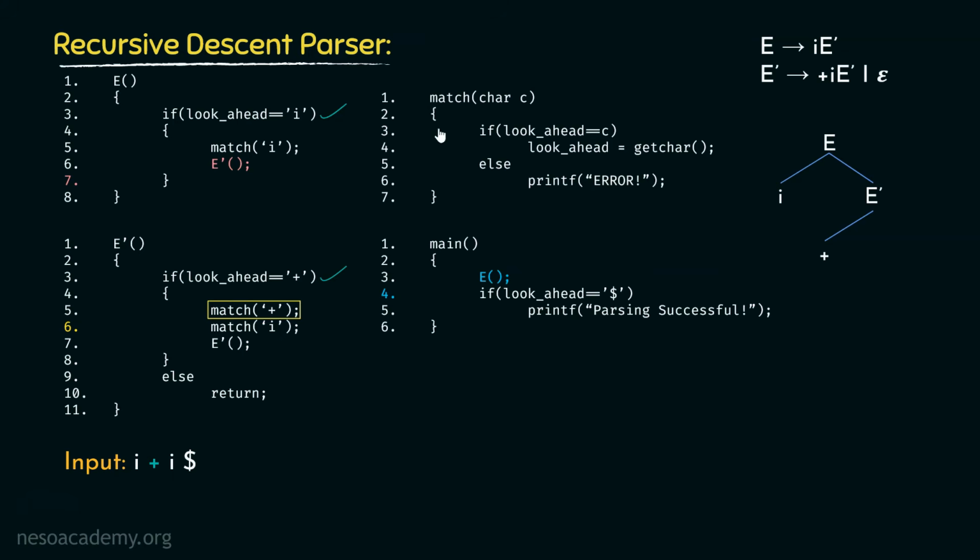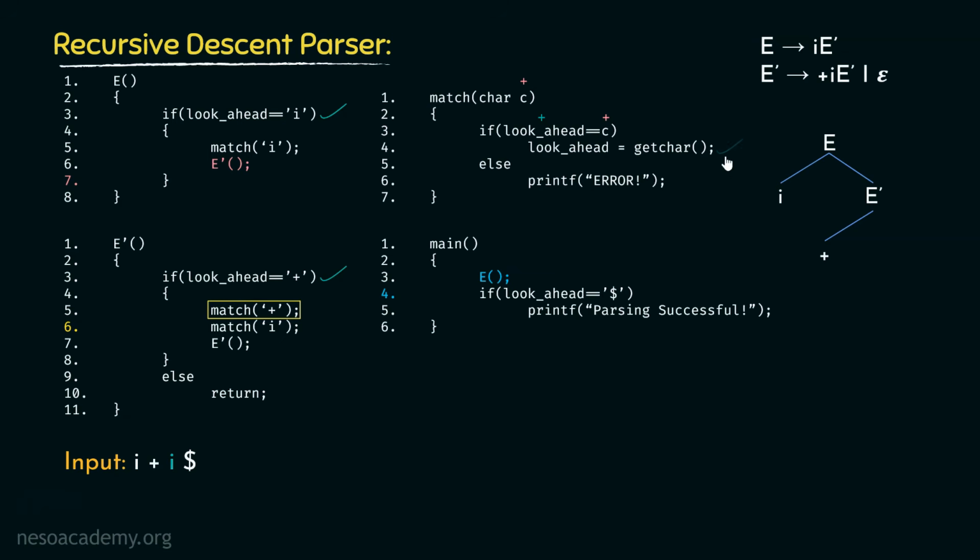Let's now go to this match function. At this particular moment, this parameter c is holding the character plus. Now coming to this if statement, right now lookahead is holding the value plus, and c is also having plus. Since these two match, lookahead will invoke this function getChar. That is, lookahead will now have the next character from the input stream, that is I.